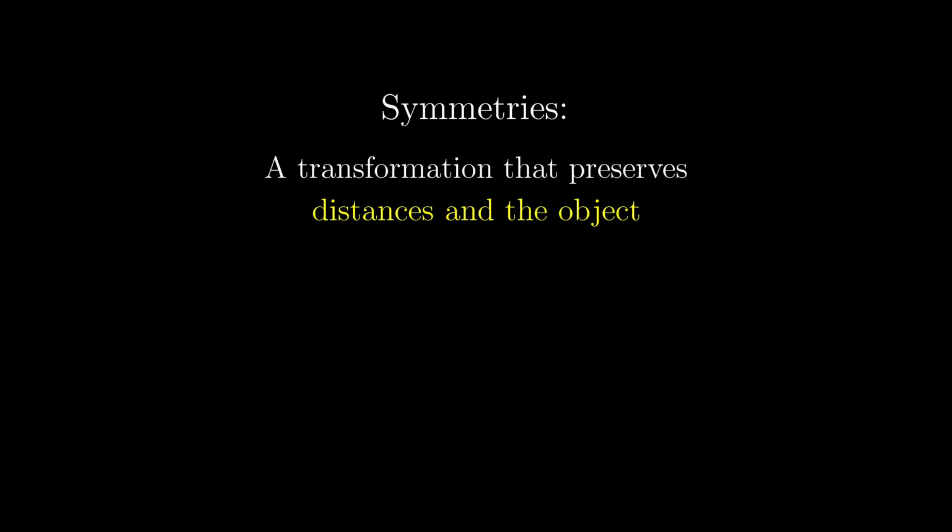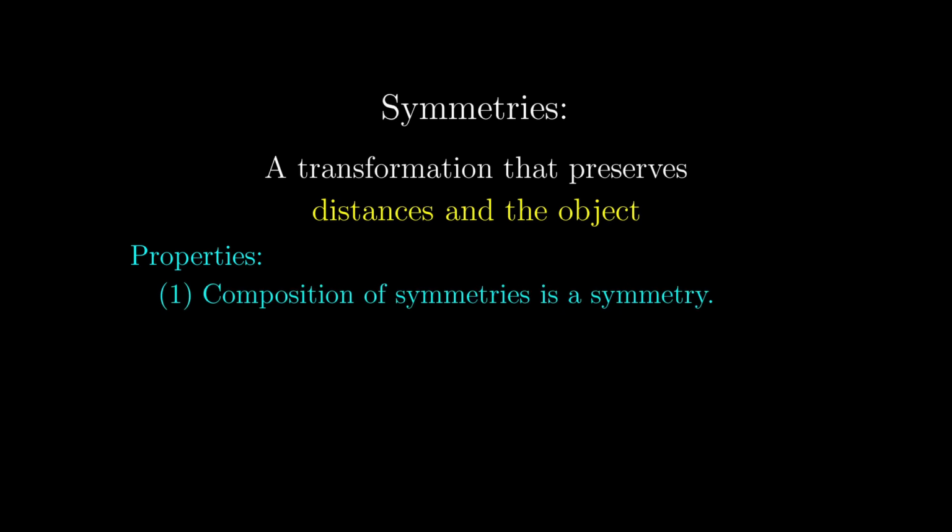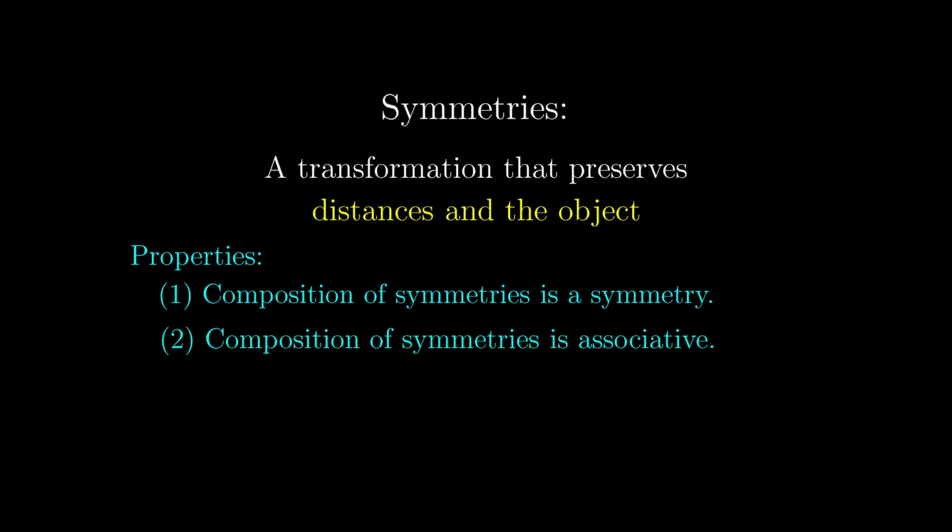When defined this way, we can see that symmetries have these kinds of properties, namely, any composition of two symmetries is a symmetry, because all symmetries preserve distances and the same object. And compositions are associative. This means that given A, B, C being symmetries, both expressions tell you to do the same symmetries in the same order.